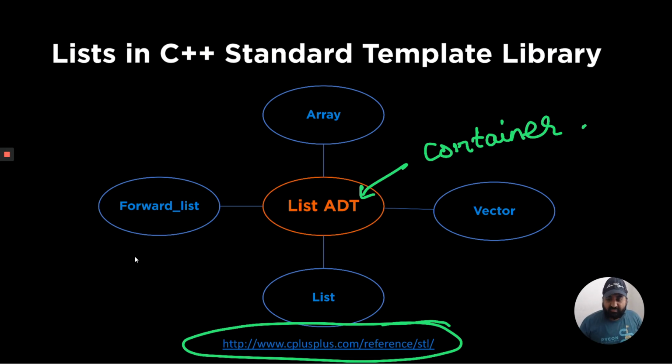Now, how are lists implemented? They are implemented in the form of arrays, in the form of vectors, in the form of list, as well as forward list. There's something also called deque, which we are going to discuss with queues. You can consider that a type of list in STL, but we are going to skip it for now. We are going to discuss it in Friday's lecture when we cover queues because it's called a double-ended queue.